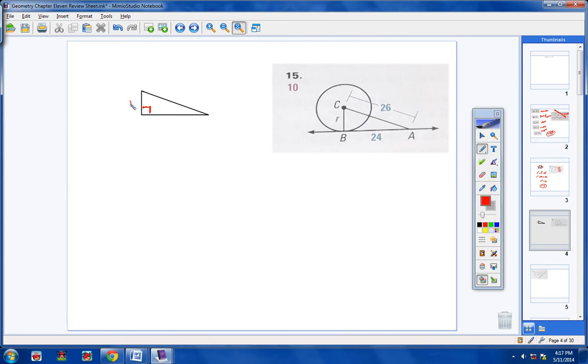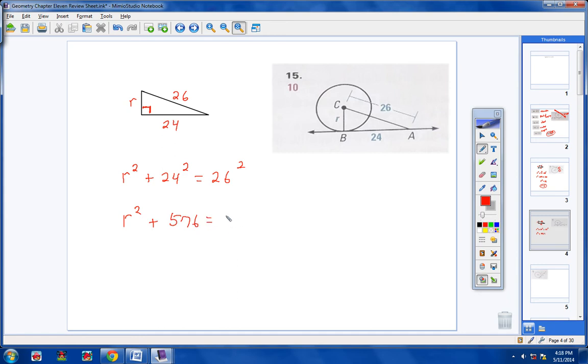This is a length of r, your hypotenuse has a length of 26, and your leg has a length of 24. Once again, it's a replica of the other problem. You have a leg of r, a leg of 24, and a hypotenuse of 26. Now I'm going to grab my calculator and square 24 and square 26.